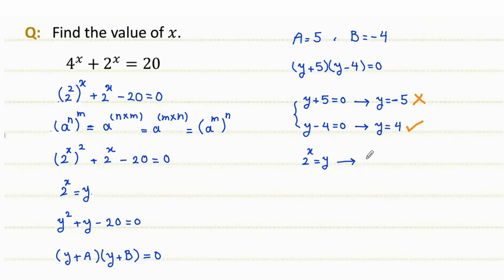That's why we can write 2 to the power of x equal 4. But we can write 4 as 2 to the power of 2. Let's do it. 2 to the power of x is equal to 2 to the power of 2. So if this equation has to be valid, then x has to be 2. Therefore, the value of x that we are looking for is 2.